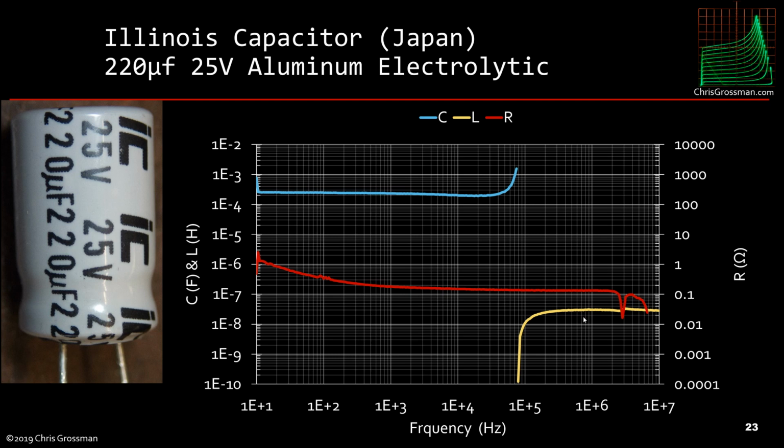Now, once we get through resonance, we can see here, this is the inductance value. And if we come back over here, the self-inductance of this capacitor is on the order of about 30 nanohenries.